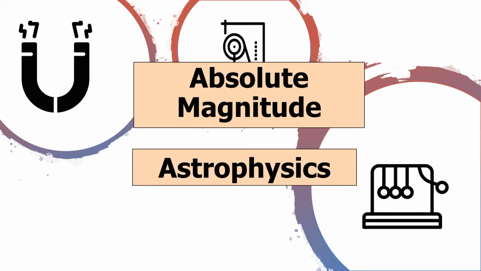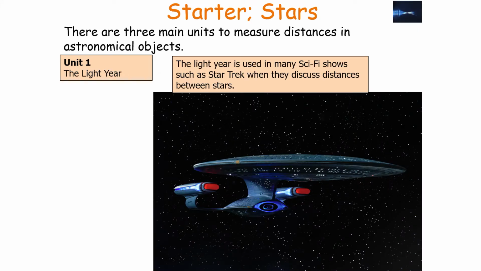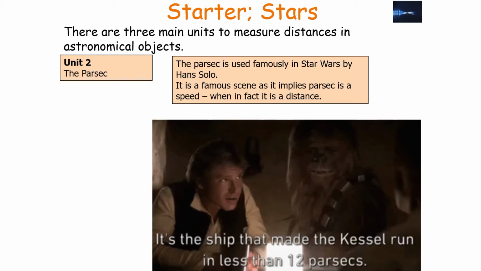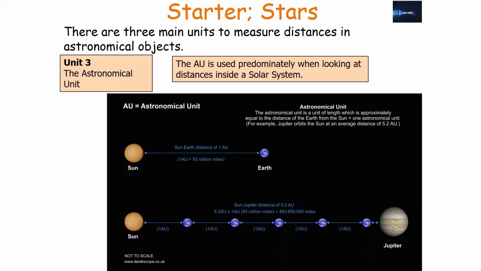So let's look at this concept of absolute magnitude in a bit more detail. There are three main units to measure distances to astronomical objects. The first one is the light year, the second one is the parsec, and the third one is the astronomical unit.